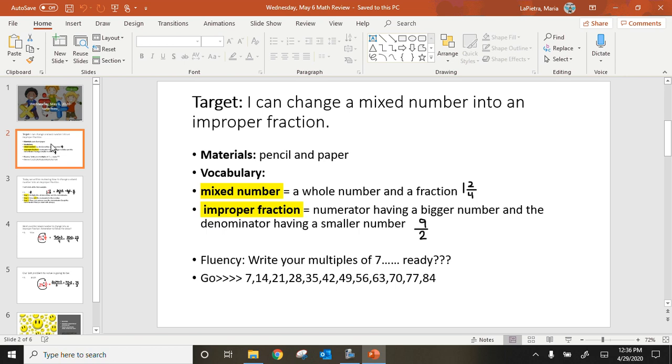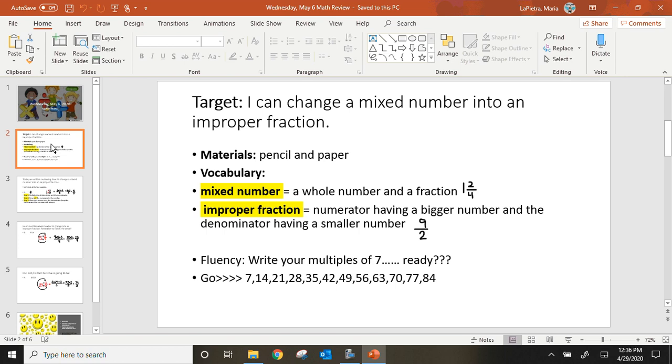Our vocabulary: we're going to review mixed number and improper fraction again. I have examples there for you to look at. A mixed number is a whole number and a fraction, and there's my example, 1 and 2 over 4. An improper fraction has a numerator that is the bigger number on the top and a denominator that is the smaller number on the bottom. In my example, 9 over 2.